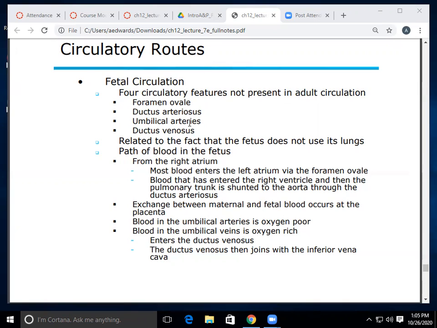So blood in the umbilical arteries is going to be oxygen poor, and blood in the umbilical vein is going to be oxygen rich. It enters the ductus venosus. It's oxygenated, going to the ductus venosus, and your ductus venosus then joins with your inferior vena cava. So, a different pathway.